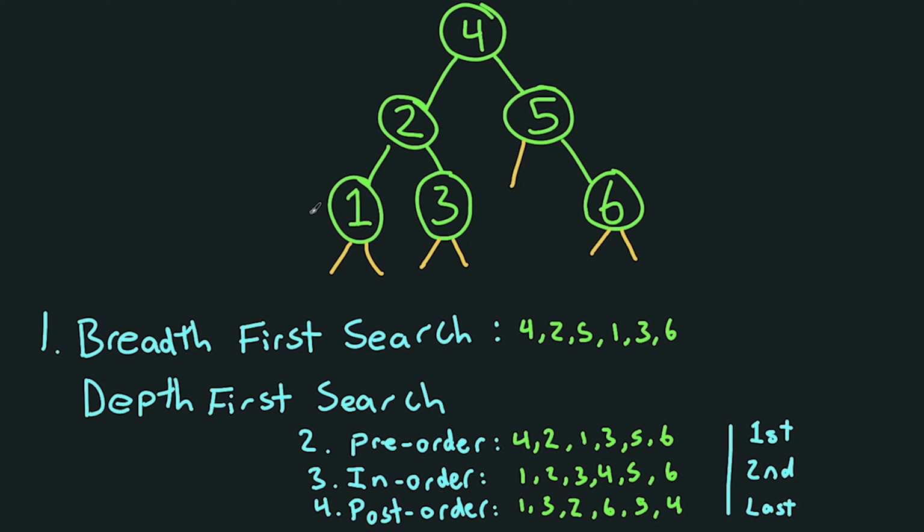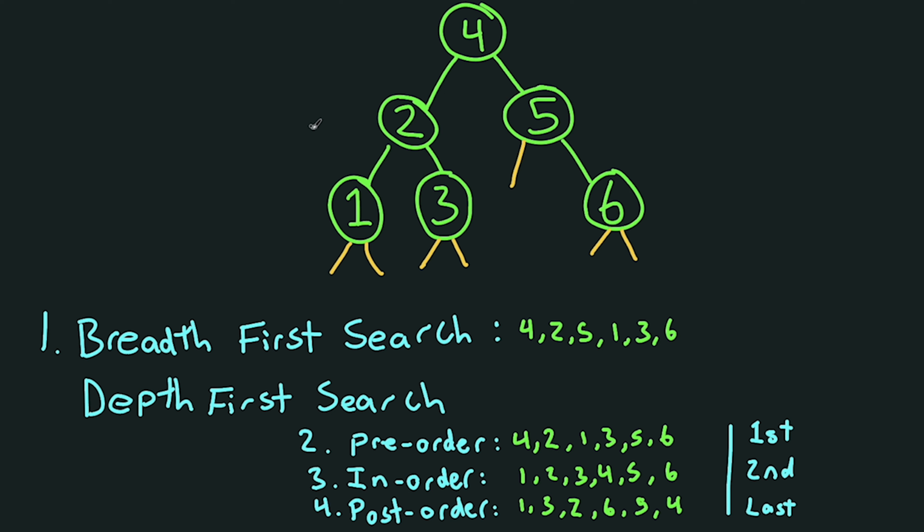There are four main ways to traverse a tree. The first is a breadth-first search traversal, also known as level order traversal. The second is depth-first search pre-order traversal. The third is depth-first search in-order traversal. And then the last is depth-first search post-order traversal.